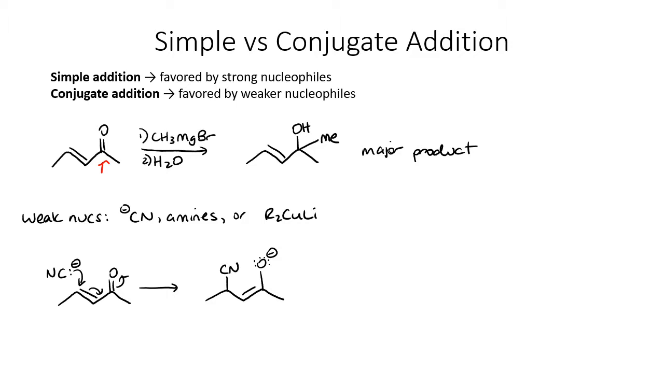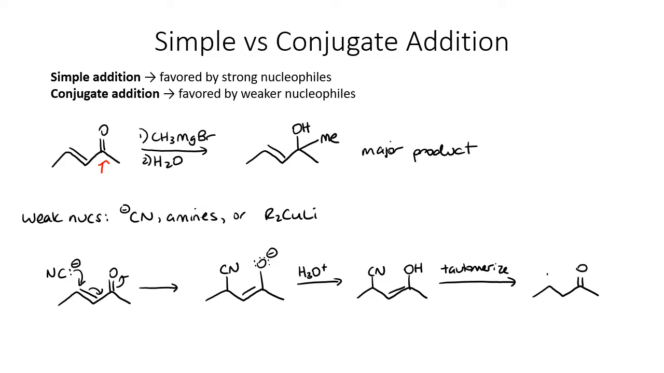Now, once we supply a proton source, such as hydronium, we will protonate the oxygen, create an enol, and then it will immediately tautomerize into a ketone.